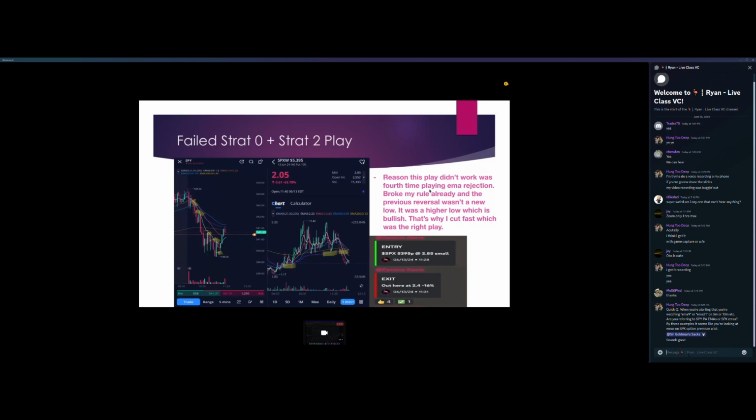The reason that this play didn't work was 4th time playing EMA rejection. I don't know why I thought right here it would reject. Oh, sorry, I entered. This is probably where I entered. So this was the 4th time. I entered off here. Off VWAP. Right here. This is where I entered. It was already the 5th, basically almost the 5th time. I don't know why I entered here. You see why I highlighted this candle? This candle didn't make a new low of the day, which is bullish.